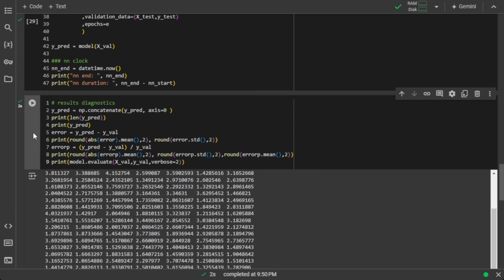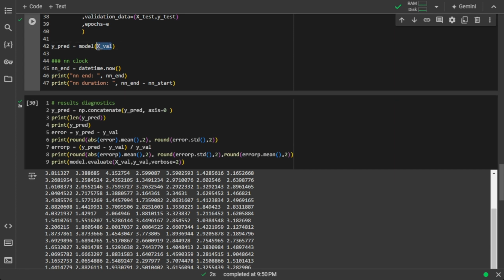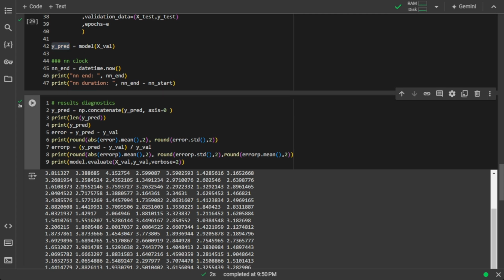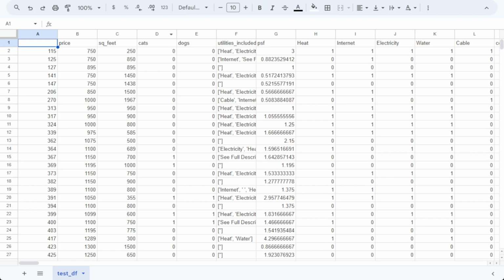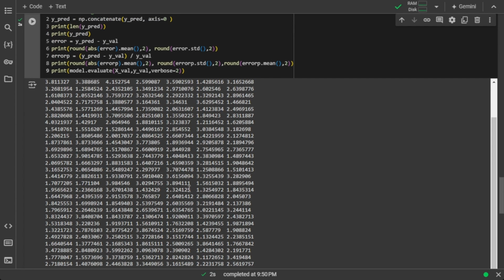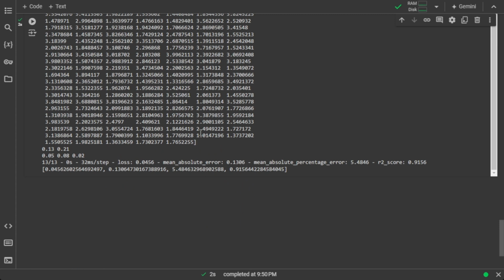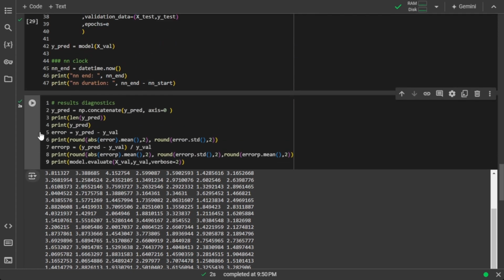Let's see what we get. So these are the predictions, right? So when I input the validation data set into the model, it gives me predictions. So these are the per square foot predictions for each of the rows in this data frame right here. And don't worry, I know this looks messy, but just bear with us. So here we've got some metrics. So let's just go and look at what these items are.